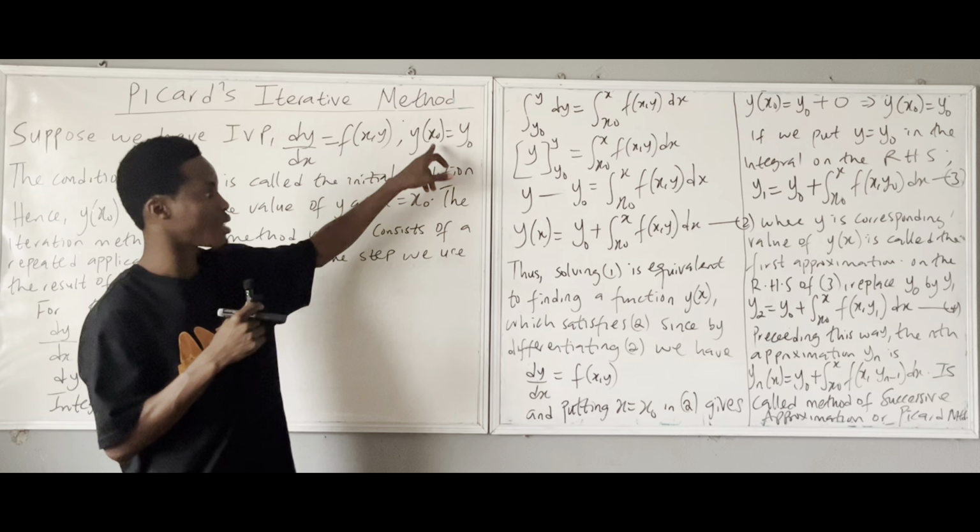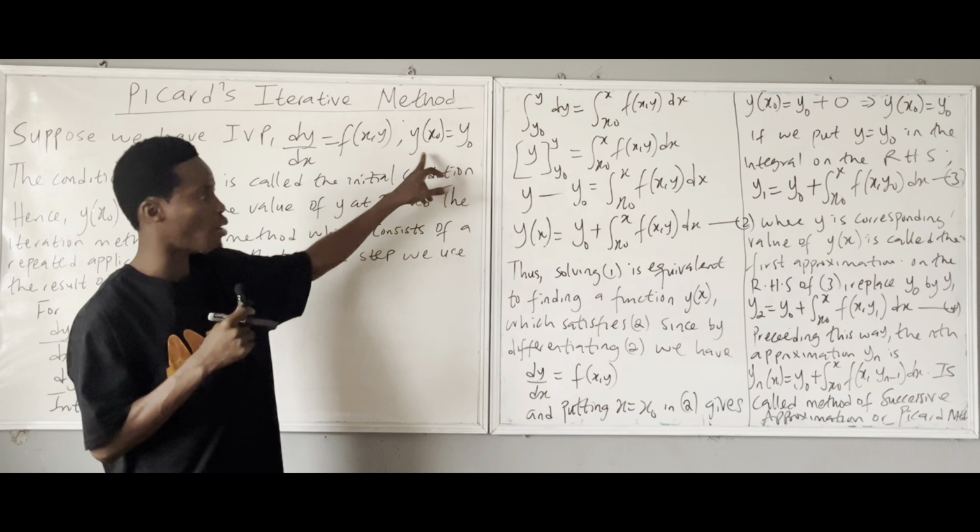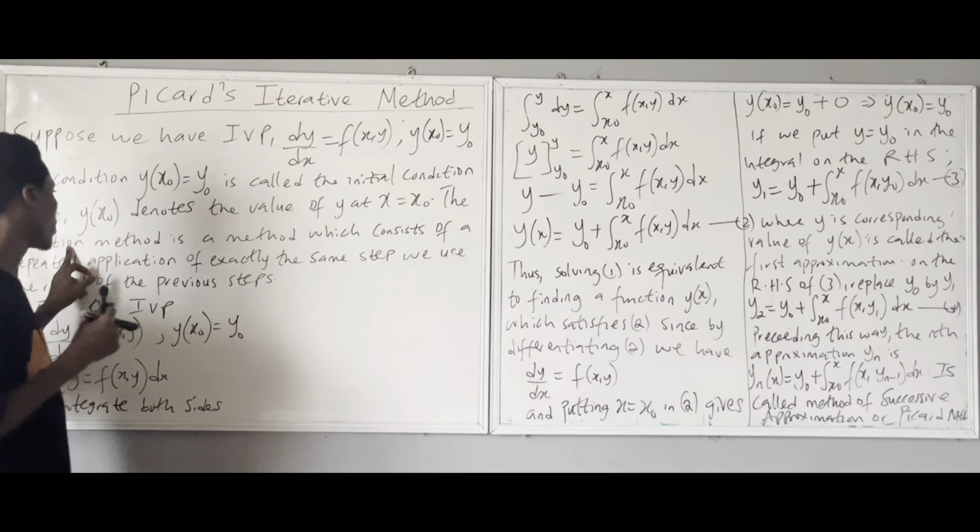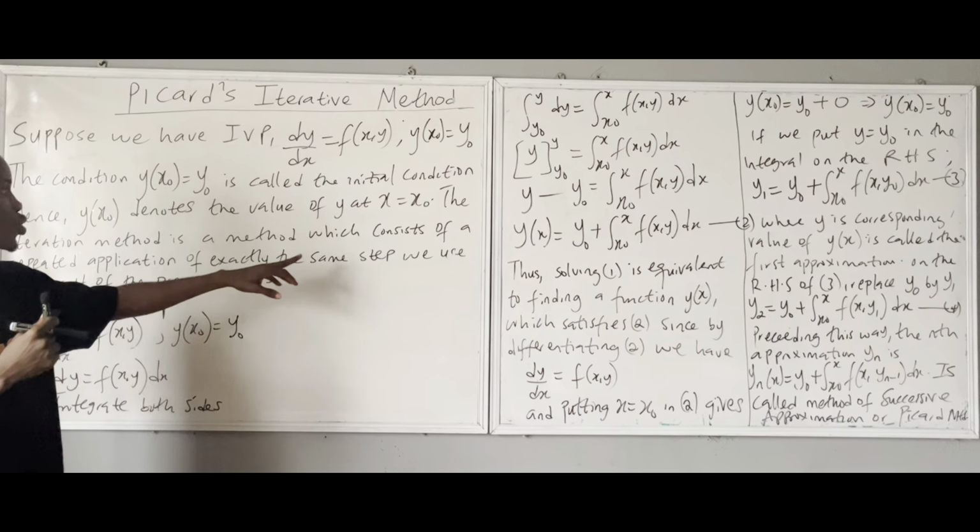It's an ODE together with what? An initial condition. If you have the derivative of y with respect to x equal to a function, together with the initial condition, it means that y(x0) denotes the value of y at x equal to x0. That is, our x is x0, our y is y0. So the iterative method is a method which consists of a repeated application of exactly the same step. We use the result of the previous step. So this Picard iterative method is a successful method of solving by approximation.